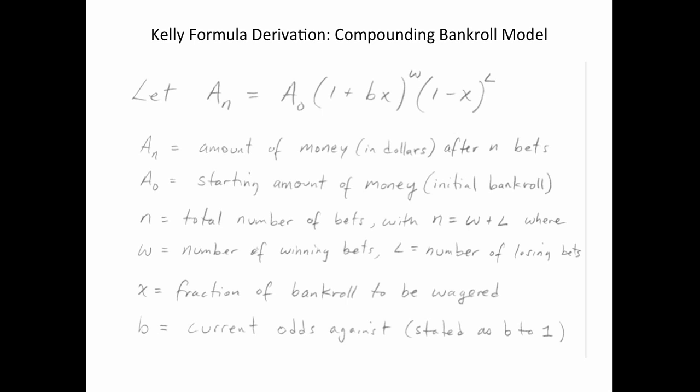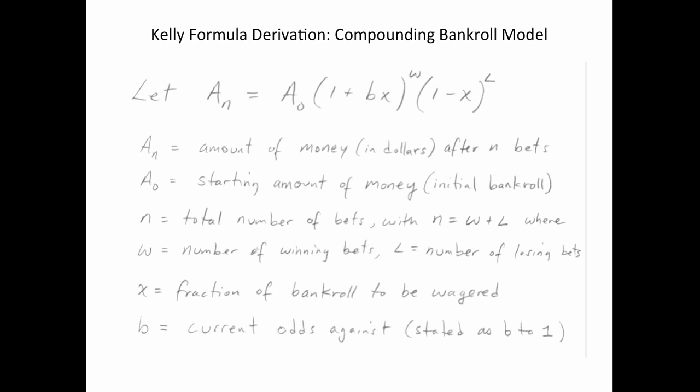So A sub n here is the amount of money in dollars in the account after n bets. A sub 0 is the starting amount of money, the initial bankroll, the amount that you have when you've made 0 bets. N is the total number of bets, and N is equal to W plus L. We don't know how many we're going to win or lose ahead of time, but whatever that is, that's the total number of bets when you add them together, right? W is the number of winning bets, L is the number of losing bets.